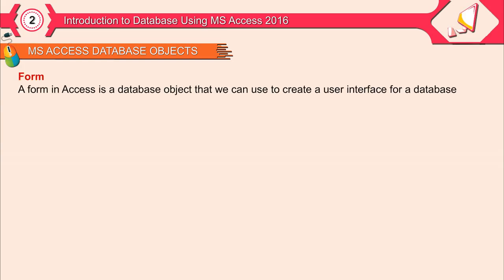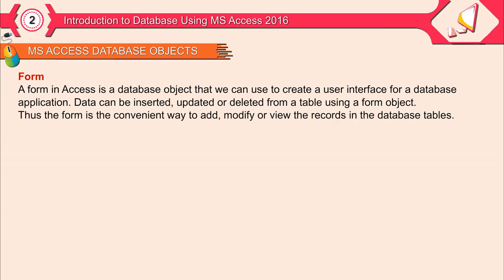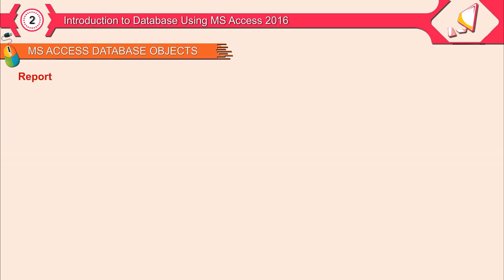Form. A form in Access is a database object that we can use to create a user interface for a database application. Data can be inserted, updated or deleted from a table using a form object. Thus, the form is a convenient way to add, modify or view the records in the database tables.